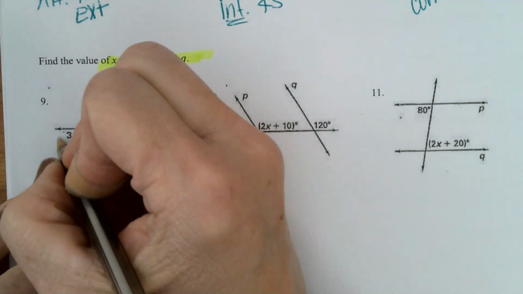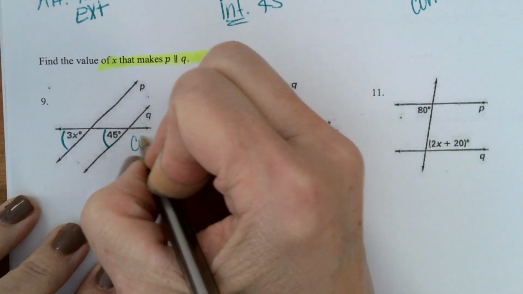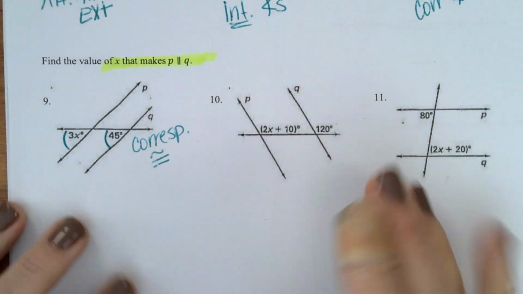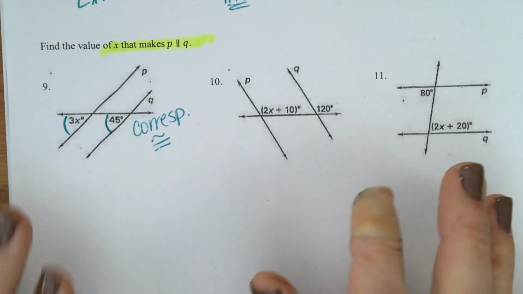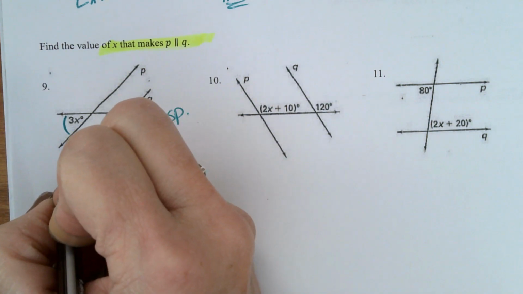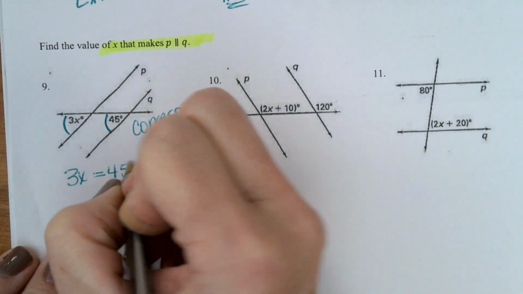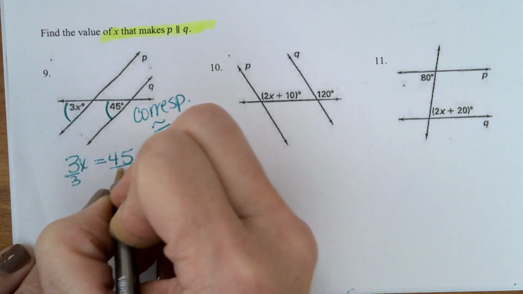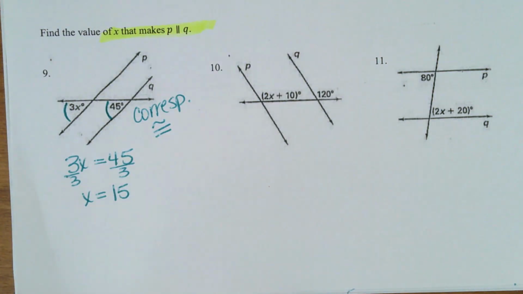What kind of angles are these? They're corresponding. Corresponding angles are congruent. So, for the lines to be parallel, those have to be congruent angles. So I'm going to write down 3x equals 45, and I'm going to go figure out what x is. So I'm dividing by 3, and I get x is 15. That's not 15 degrees, that's just 15.